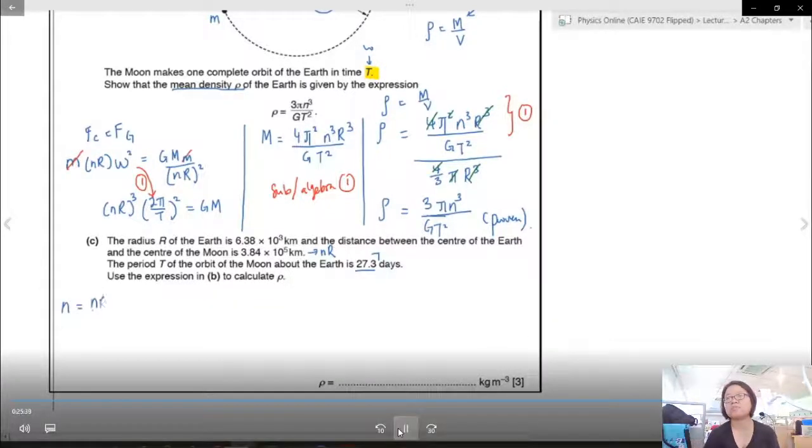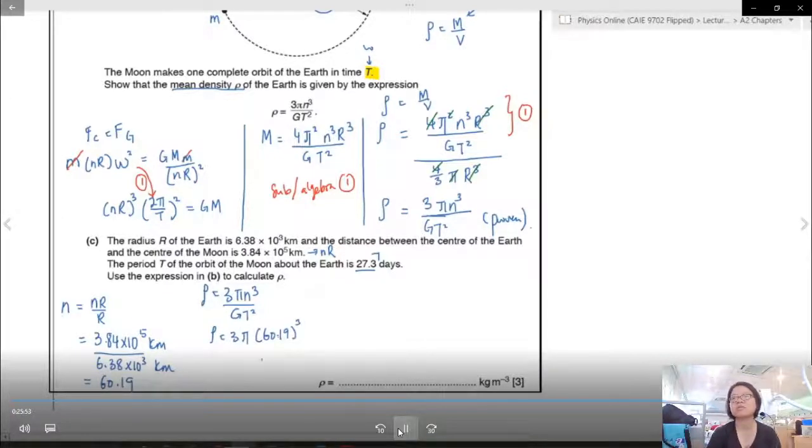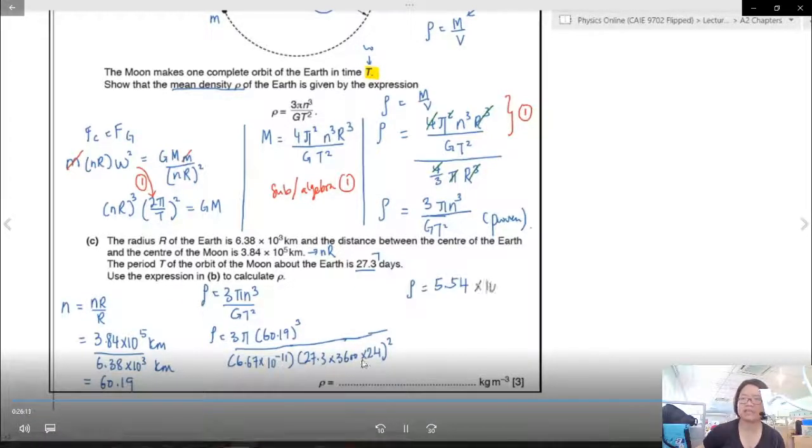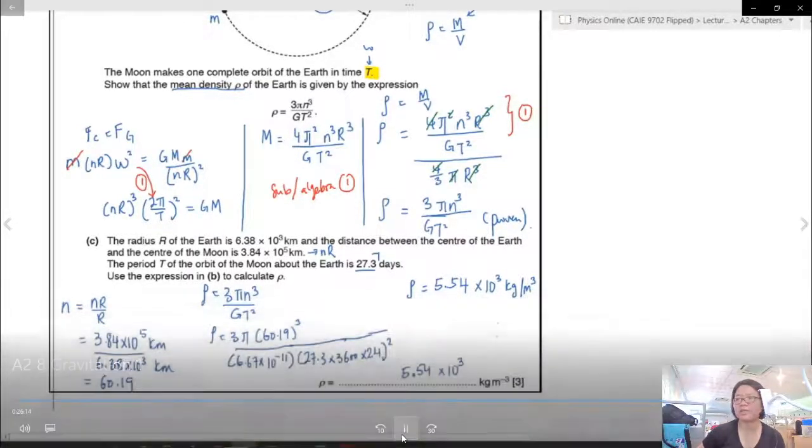So we're going to use this equation, but before that I need to find my n, which is nr over r. I'll take the radius of the orbit, divide by the radius of the Earth, and I'll get about 60.19. In the next lecture, we will prove this 60.19, but for now, we shall use it first. Okay, power 3. Just substitute in. Again, we have the constant G, which means we will need to convert the period into seconds. So 27.3 days, 24 hours, 1 day, 3600 seconds. So I'll press my calculator and then I'll get the value 5.54 times 10 to the power of 3.